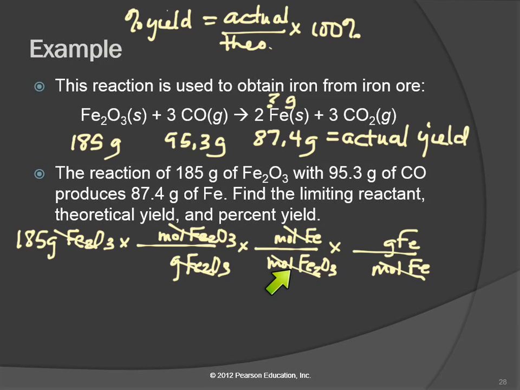I always like to do the middle term first. 1 mole of Fe2O3 gives us 2 moles of iron. So I'm going to have a 1 down here and a 2 up there. And then I'm looking at this one and this one, and I'm thinking, oh, that one looks easier. The molar mass of iron is 55.85. So 55.85 grams of iron is 1 mole.